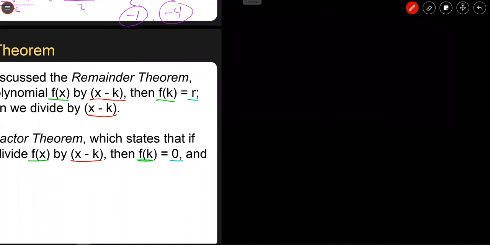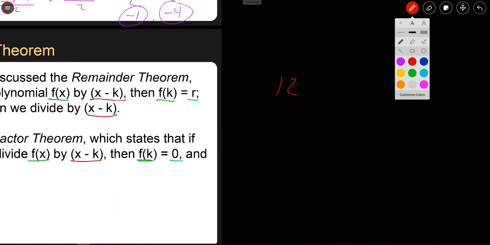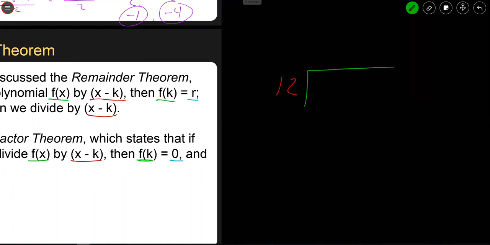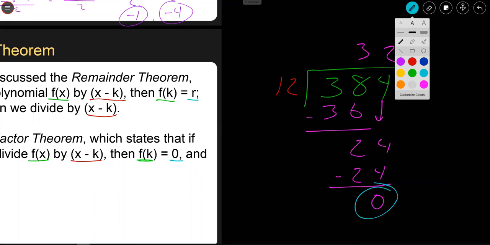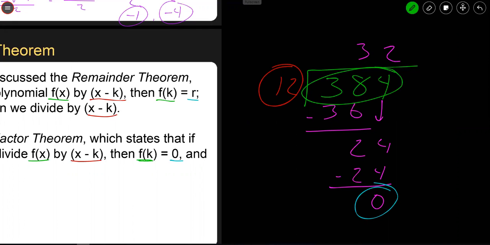So for example, if I'm doing some math in 5th grade, 6th grade, 12 into 384, I can go through this. 12 times 3 is going to be 36. Subtract, I get 2, bring down my 4, and then 12 goes into 24 2 times. I multiply through, and sure enough, I get 0. So whenever I divide something and I get a remainder of 0, that's saying that the number 12 is a factor of 384.